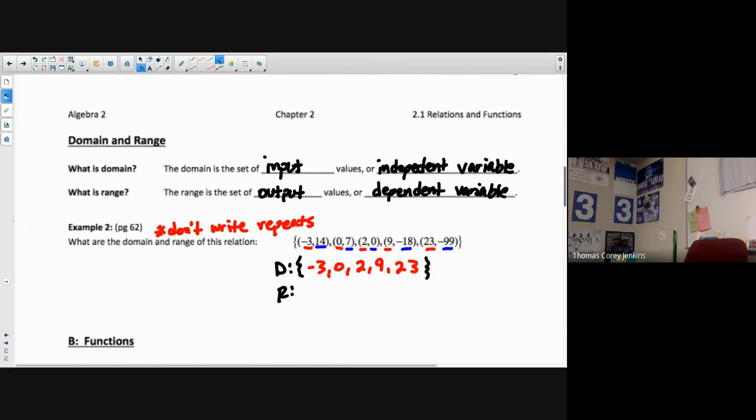So from least to greatest, you want to put your brackets to start. That's how you do a set of numbers. So least to greatest, we go -99, -18, 0, 7, 14. So pretty simple there.